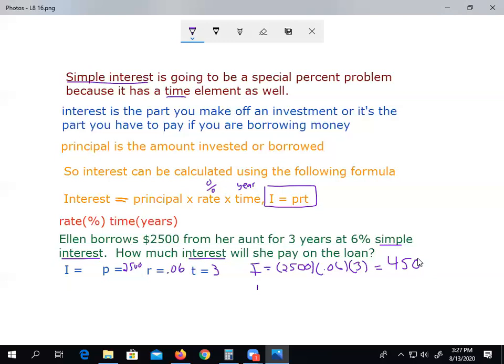So her actual total amount would be $2,950. $2,950 would be her total loan over a 3-year period. So you don't just pay the $450, but you also got to pay back what you borrowed.